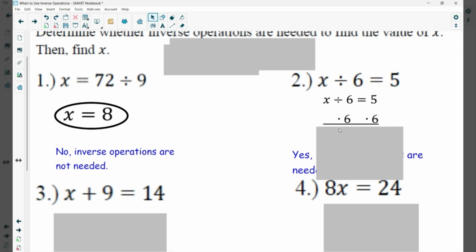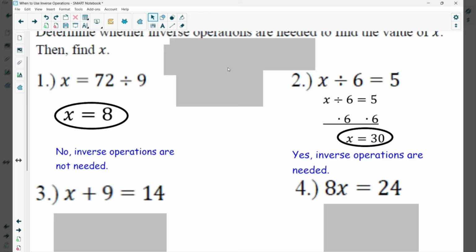Does that really cancel out? It will. If you take any number and divide it by 6 and multiply by 6, you'll get back to that original number. What I really want to do, though, is on this right-hand side. I want to find 5 times 6, which is 30, and that's going to give us the value of x.